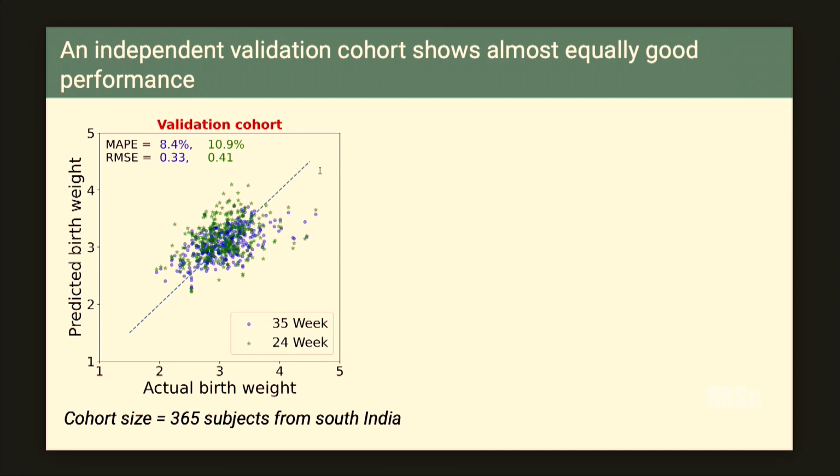Right, and we had an independent validation cohort which came to us. This is slightly later data from South India. It's a cohort size of 365 patients, and we get an MAP of 8.4% in predicting birth weight in this cohort.